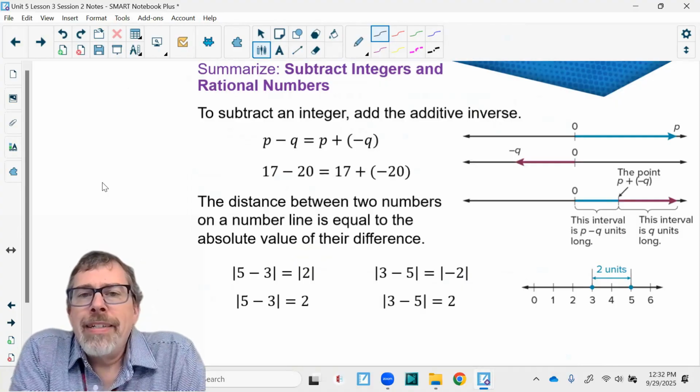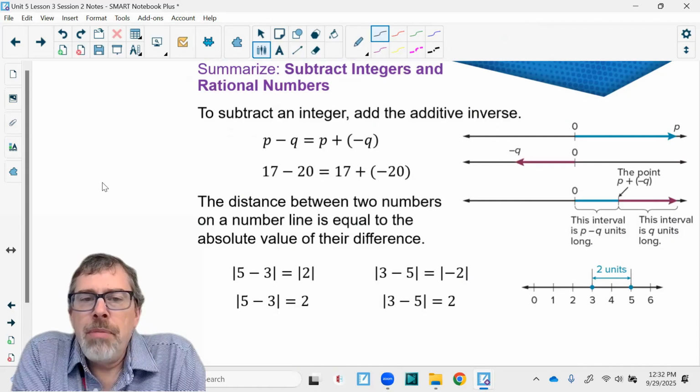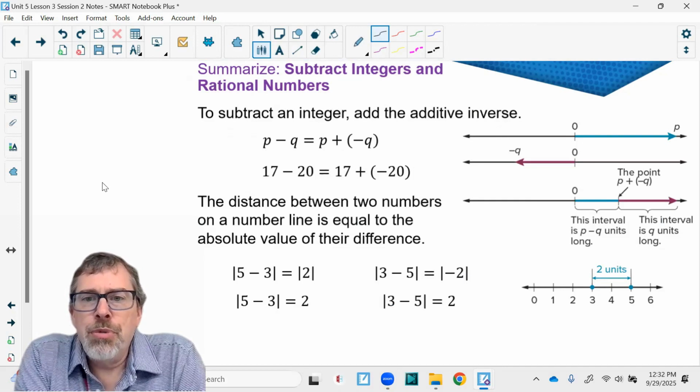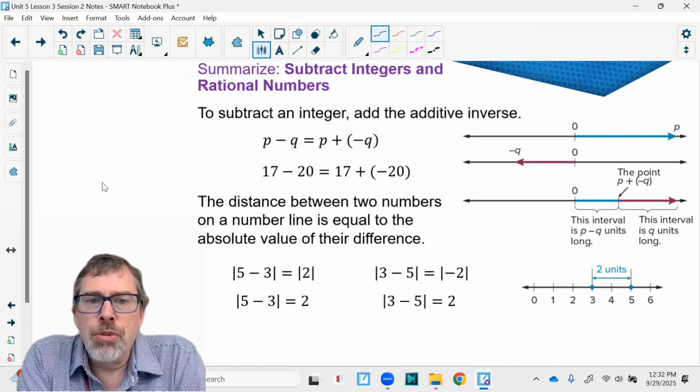So to subtract an integer, add the additive inverse. P minus Q equals P plus a negative Q. If I had 17 minus 20, that's equal to 17 plus a negative 20. The distance between two numbers on a number line is equal to the absolute value of their differences.